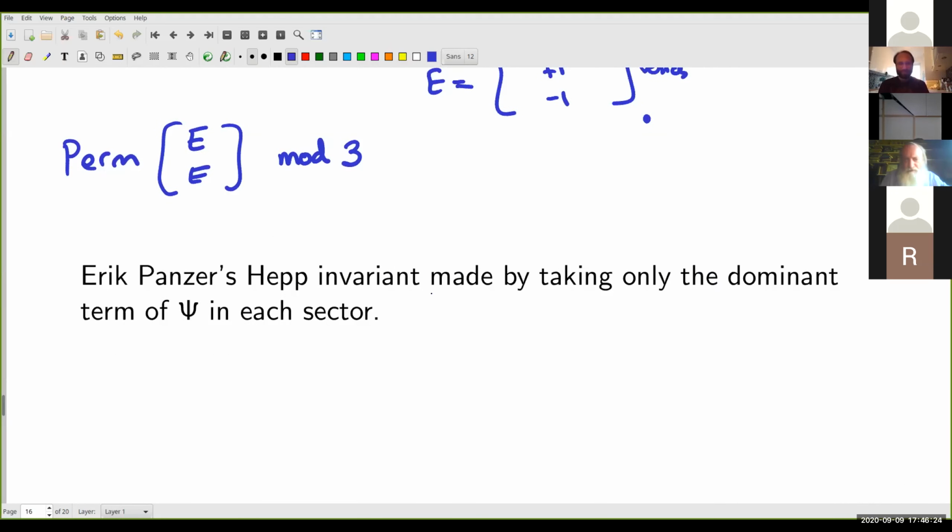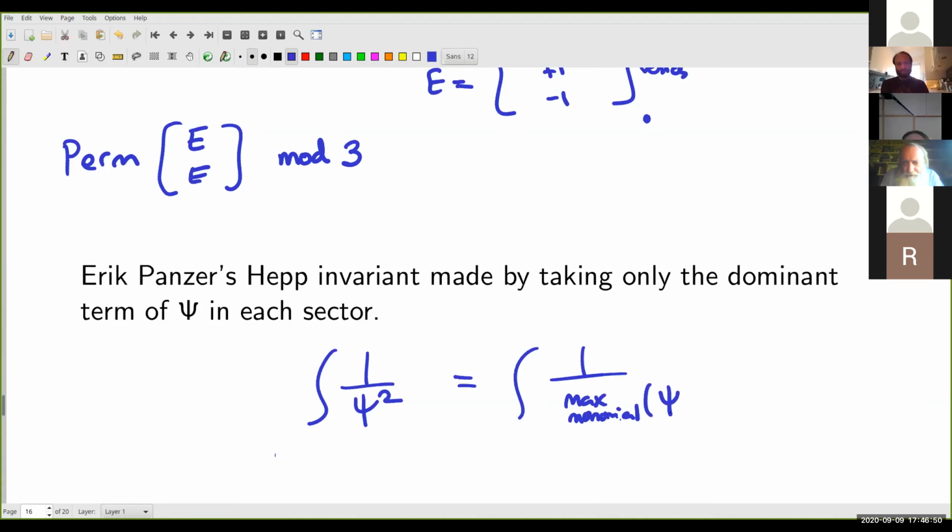Eric Hanser made this HEP invariant, and how did you do that? You take only the dominant term in the Kirchhoff polynomial in each sector, right? So it looked like this, and for any given choice of the variables here, there's going to be one monomial that's going to be dominant, and so you just take that. So it turns into, instead, like the max monomial. This isn't actually notation, but you know what I mean. You take that max monomial. Yeah, we do that guy.